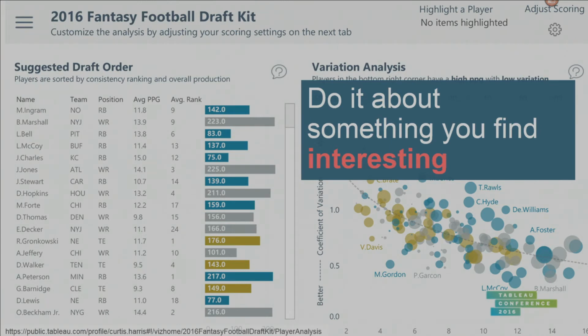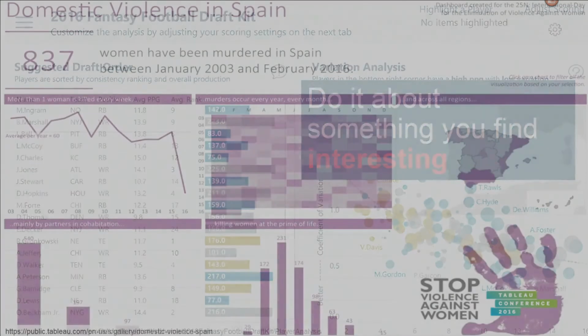Whatever you love doing, visualize it. It's the great way to start, and it's the best way to learn anything. And everything you learn using Tableau Public, as we've seen Curtis Harris yesterday, it translates into what you can do at work and what you can do professionally. So it's not a waste of time.